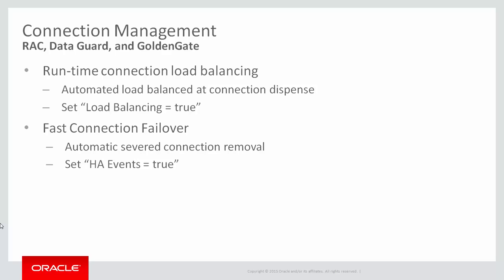The other thing that's important is fast connection failover. If you set HA events equals true in the connection string, basically the connection pool can receive fast connection failover notifications if a node goes down. What that allows us to do is to clean out the connection pool for the bad connections. Therefore, you do not have to wait for a situation where someone tries to use a connection and then has to undergo a TCP/IP timeout of a matter of seconds to find out that the connection is bad. We get a callback from the database and clean out the connection pool ahead of time.